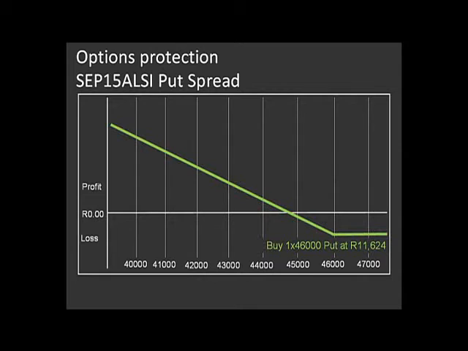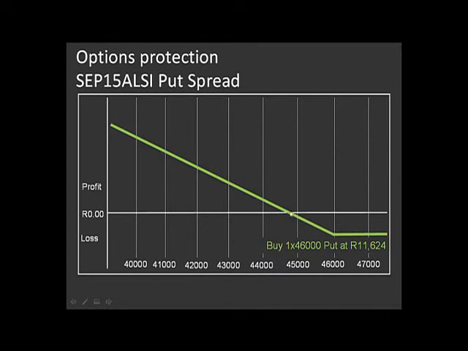So the first was that we went long of one contract of a 46,000 strike put option. I paid 11,624 Rand for that one option structure, which is all very good and well. And that thing, you can see I pay away the premium. That's hence why the green line is below the bottom of the profit line here.